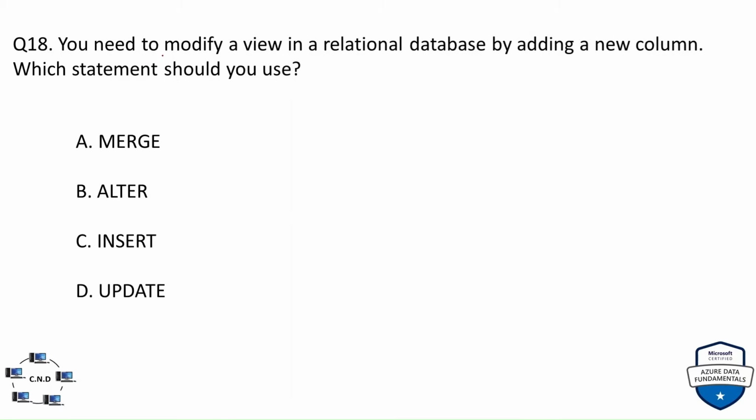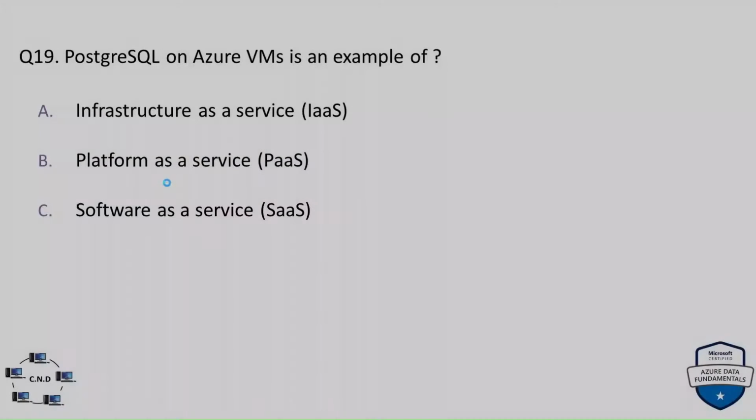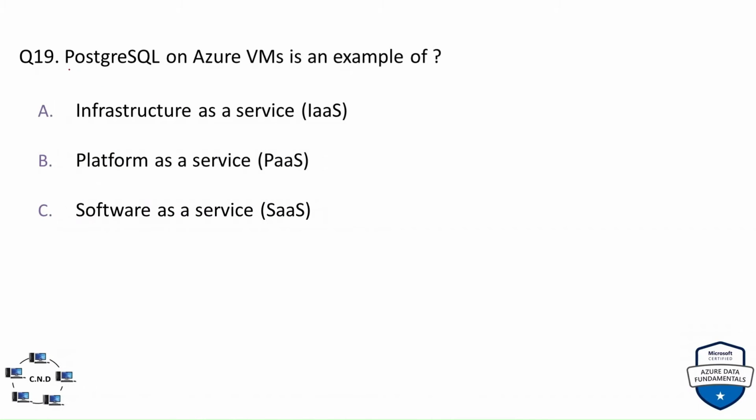Question number 18: you need to modify a view in a relational database by adding a new column. Which statement should you use? The options are A, merge, B, alter, C, insert, and D, update. The correct option is B, alter.